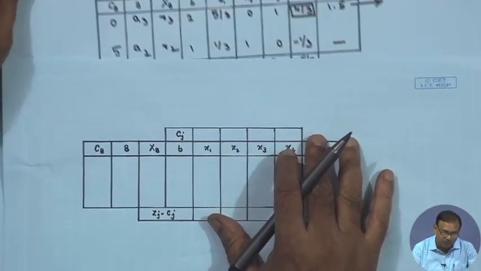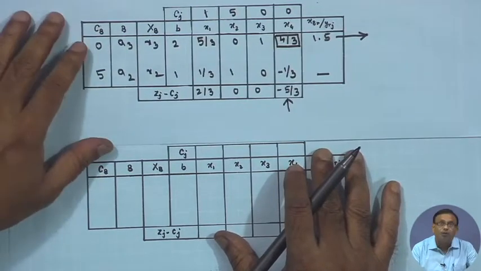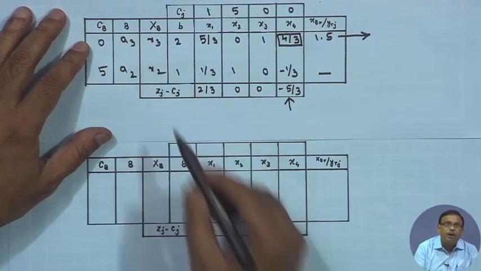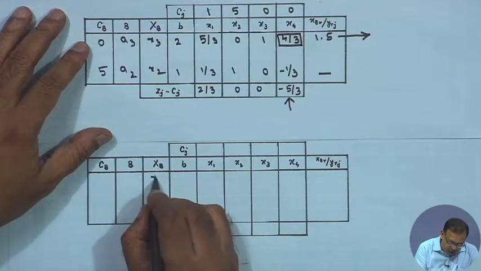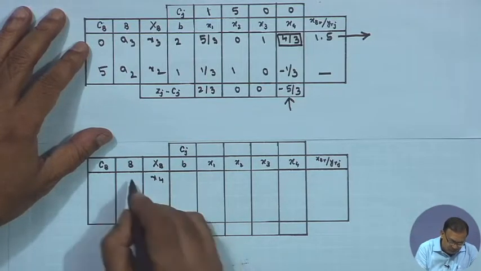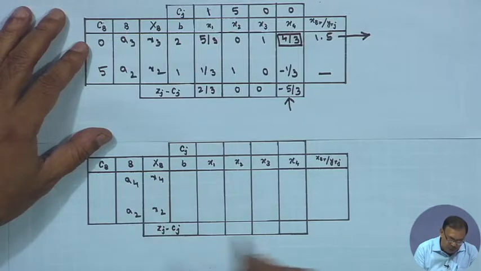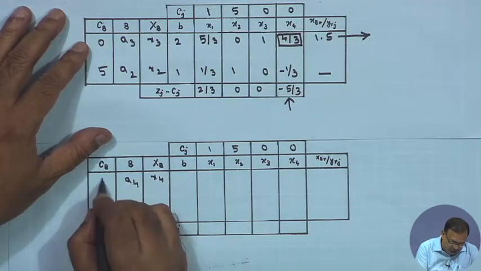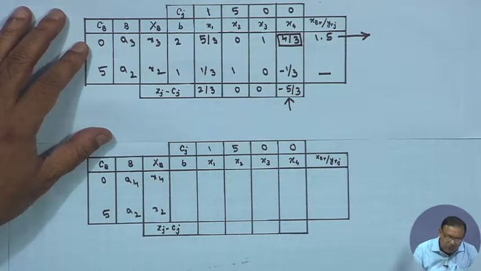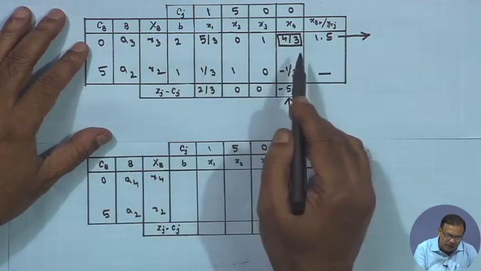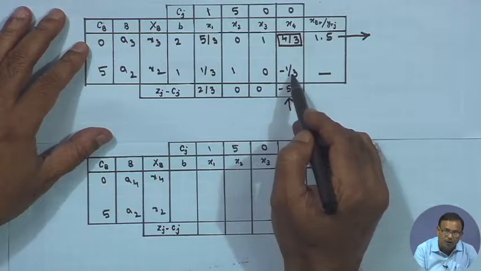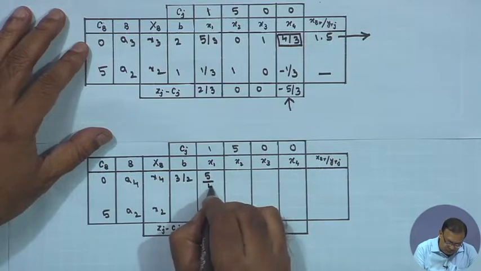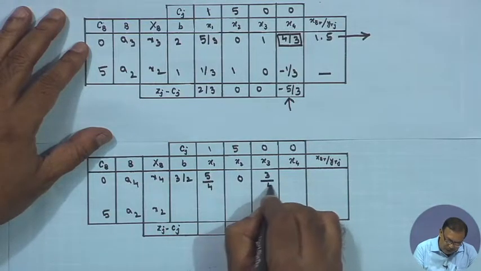I am just keeping both over here, so that you can understand. Now, your x b will become x 4 and x 2. This will become a 4 and a 2. C j values remain the same, 1 5 0 0. Corresponding to this, the value will be 0 and 5. Now, from here you can directly calculate these values. I have to make this as 1 and this as 0. So, it will become 3 by 2, 5 by 4, 0, 3 by 4 and 1.